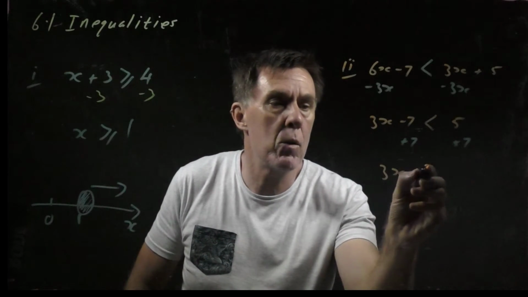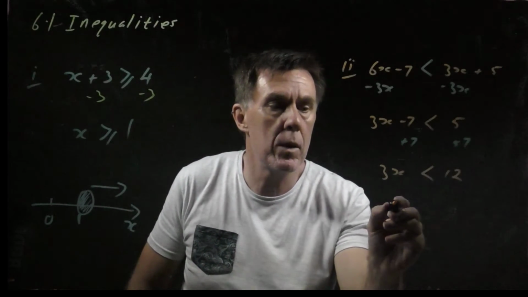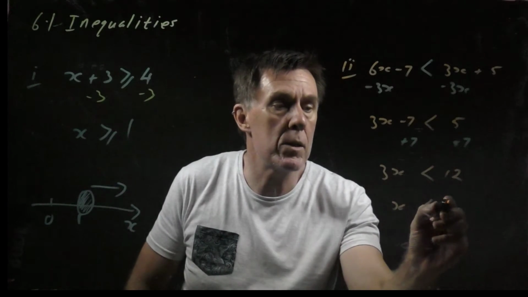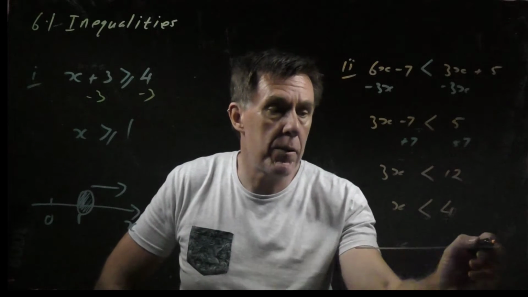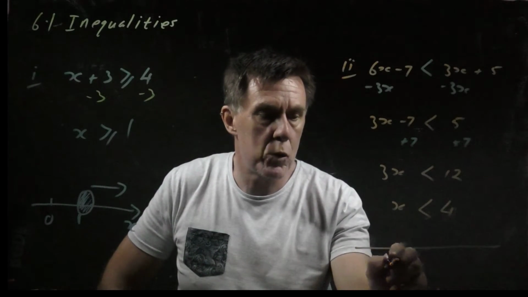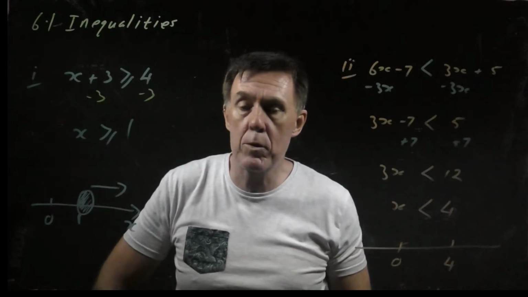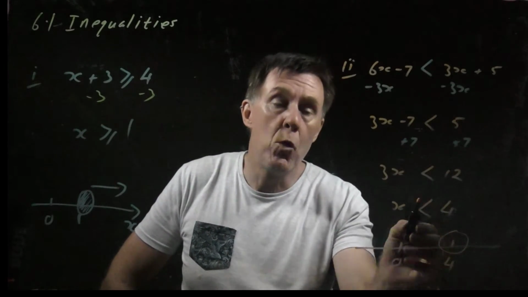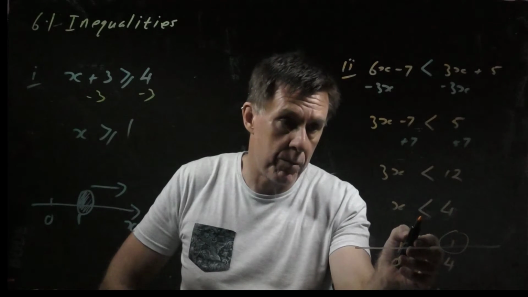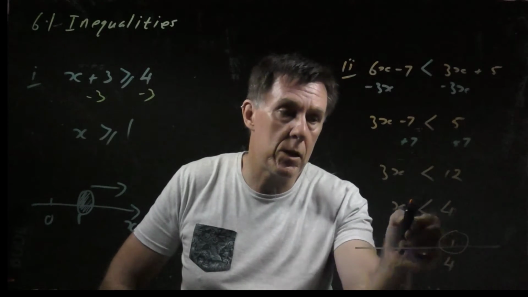Undo the take 7 by doing plus 7. So 3 lots of the unknown must be less than 12. The unknown must be less than 4. Pretty straightforward. Once again, graph that. 0, 4, just a rudimentary scale. Circle the 4. This time, 4 is not included because it's not equal. It doesn't say equal to 4, it says just less than 4.